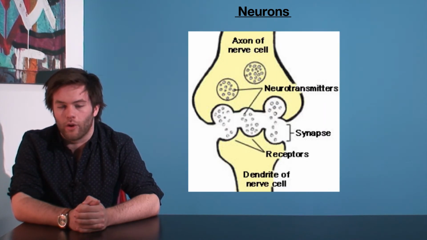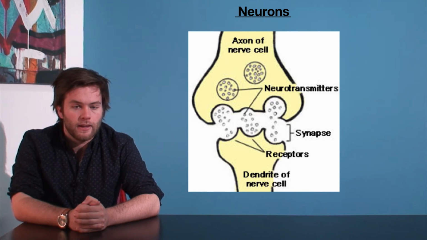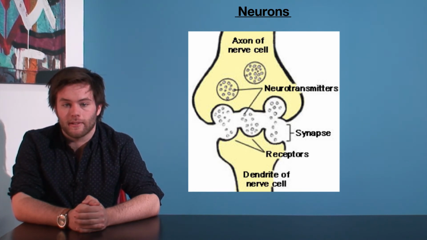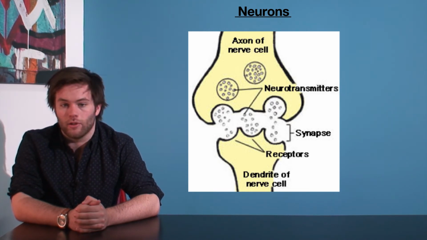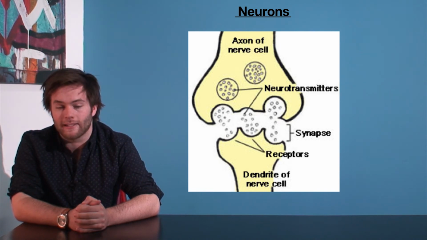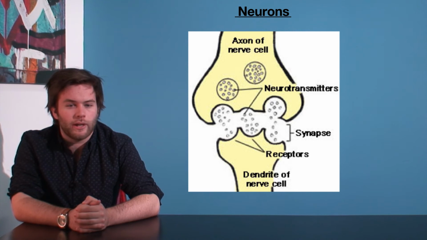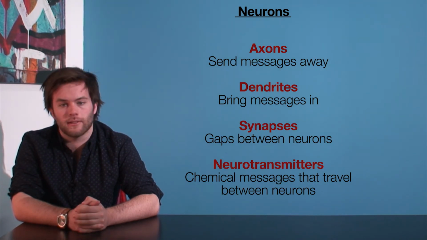And then we have neurotransmitters, which we can also see on this diagram. Neurotransmitters are chemical substances that travel across the synapse from cell to cell. Some common neurotransmitters include glutamate, dopamine, melatonin, and serotonin. So to recap, we have axons, dendrites, synapses, and neurotransmitters.